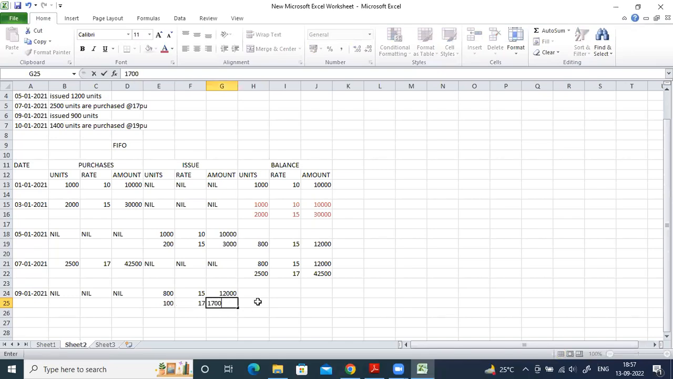Now what will be the balance, guys? In balance? 1,600. Is it 1,600? Because previously our balance is 800 in one lot and 2,500 in the second lot. So 800 is completely utilized, and from 2,500 we utilized 100. So how much stock we are having in our godown?